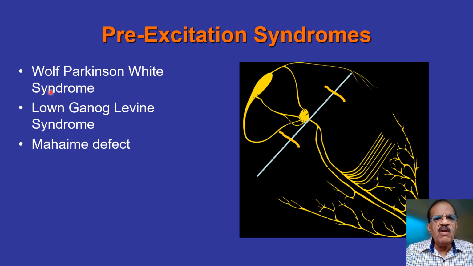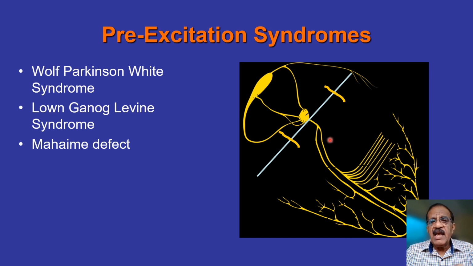Of the three, only Wolff-Parkinson-White syndrome deserves a separate video, and I have actually made a separate video on Wolff-Parkinson-White syndrome. Wolff-Parkinson-White syndrome itself has three types depending upon where this anomalous pathway is present: in the anterior part, posterior part, or middle part, and in some cases this pathway may be within the AV node. So these pathologies will be discussed in some other video.